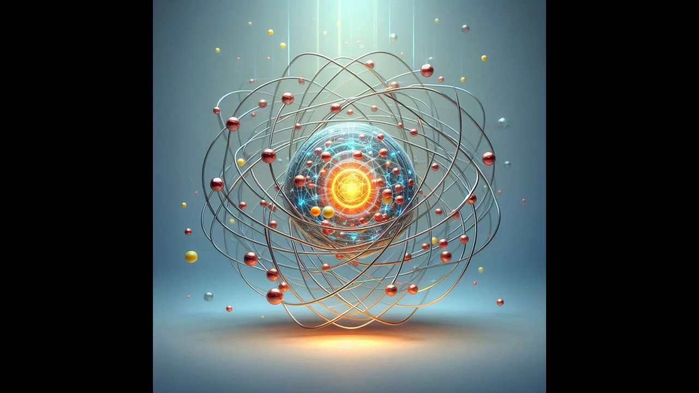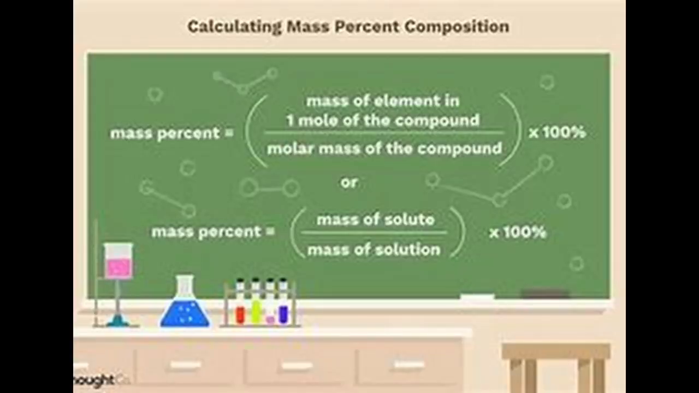The concentration of a solution, or the amount of a substance present in a given volume, can be expressed in the following ways. Number 1. Mass percentage. To find mass percent, we use this formula. Mass percent is equal to mass of the solute divided by mass of solution into 100.